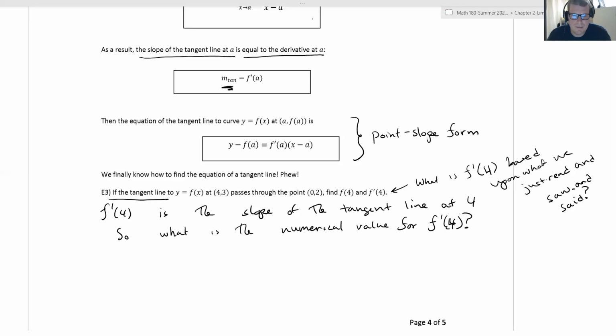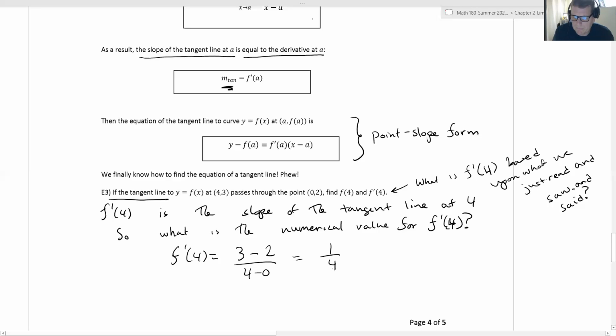Find the slope of the tangent line. F prime of 4 is going to equal 3 minus 2 over 4 minus 0, which equals 1/4. Because this point's on the tangent line, this other point's also on the tangent line. So for the slope of the tangent line, use the slope formula. Nothing tricky. It's just tricky stated. That's a slope.